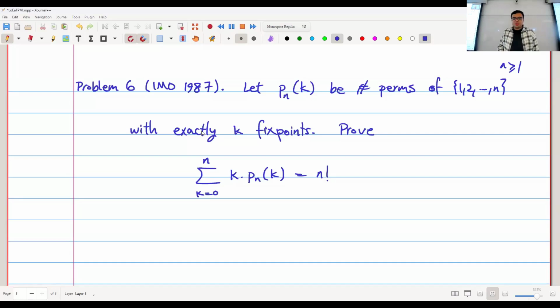But another thing we can do, which is actually what I like more, is that I can just divide both sides by n factorial. This is what I'm going to get: the sum over k from 0 to n of k times P n k over n factorial is equal to 1. What is the left-hand side here? It's the expected value of what exactly? Yes. The left-hand side is the expected value of the number of fixed points.